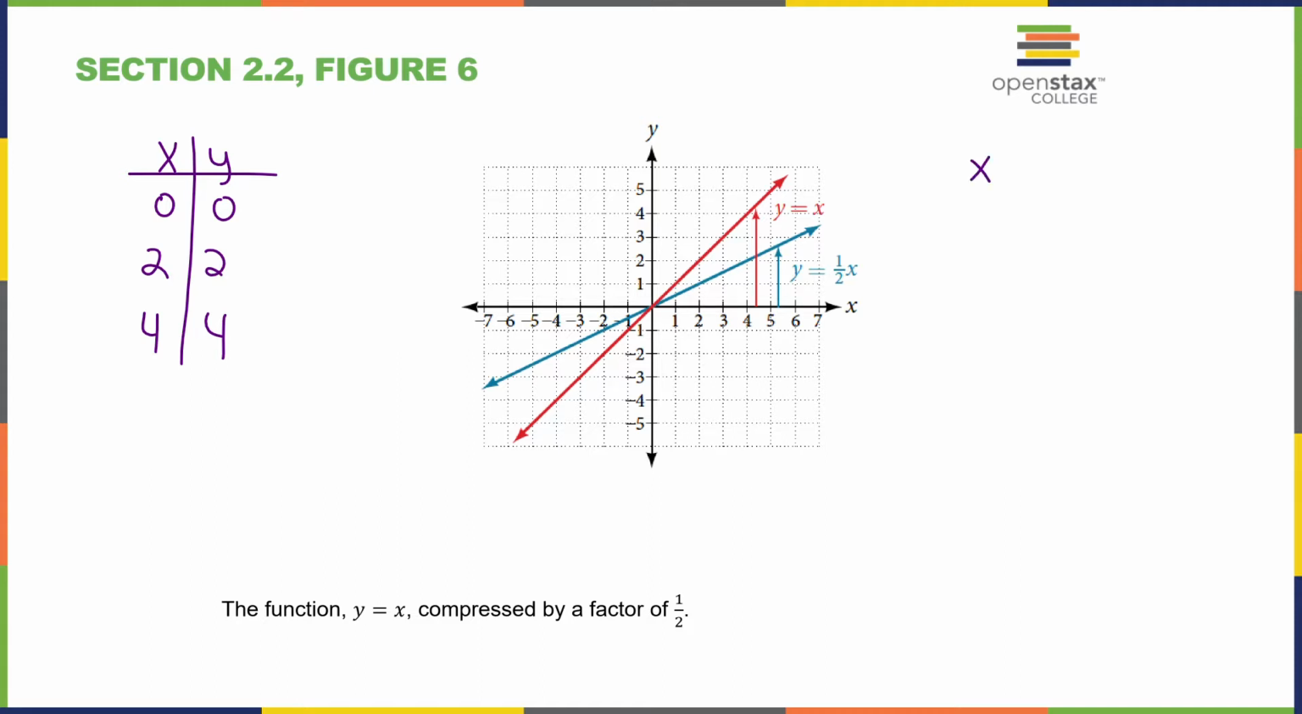But then if I have y equals 1/2 x, then I'm going to have 0, 0, 2, 1, and 4, 2, because I'm literally multiplying each y value by 1/2, which is cutting my y value in half. So you can see that it's literally half the distance to the blue one as it is to the red one when you're looking at it vertically, okay? So this is a compression by a factor of 1/2.